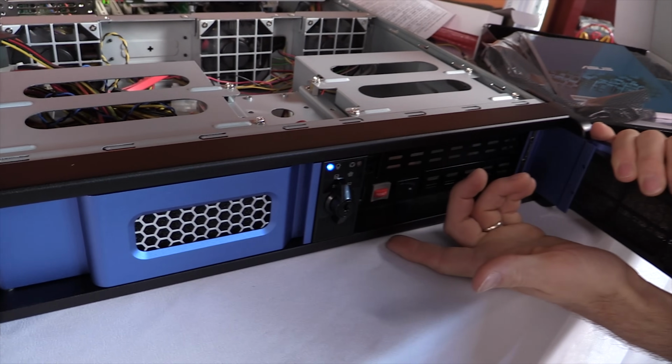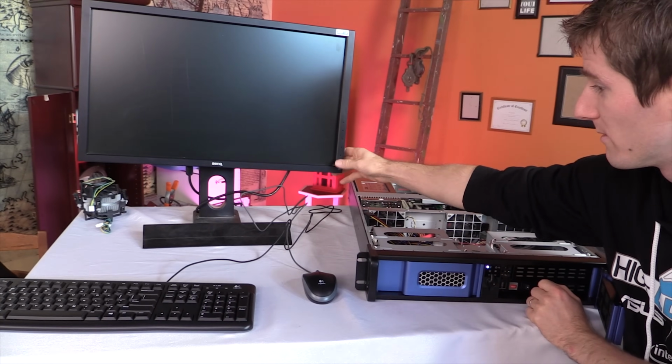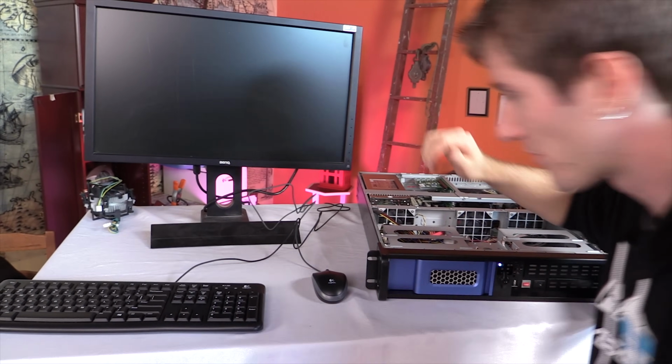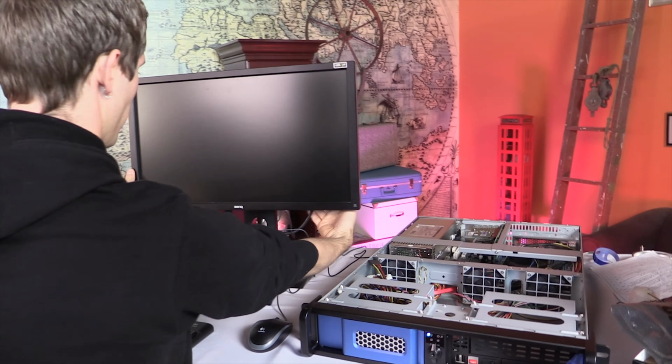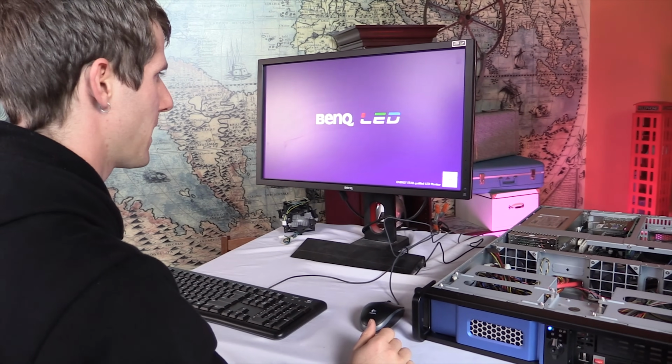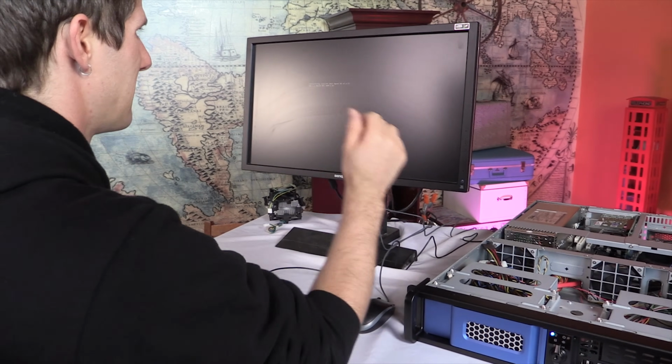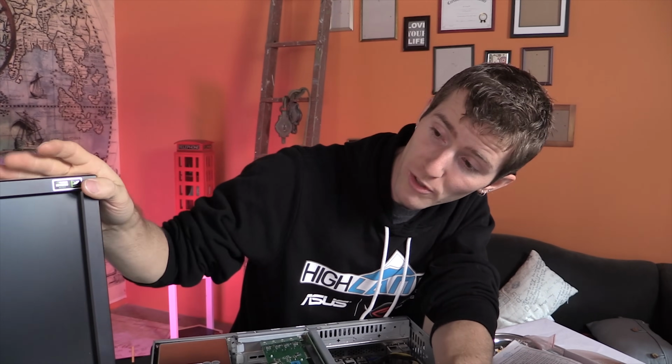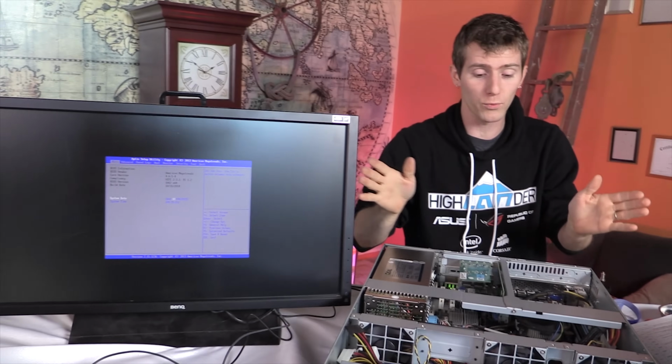Okay, power's on, that's a good sign. Oh, the monitor's not on, that won't help. What is this monitor doing? Get in there. Come on, baby. Yes! Okay, so the machine is built. The machine is posted, we're in the BIOS, it's working.